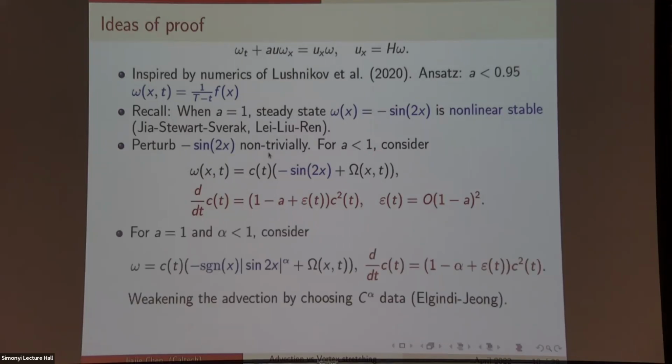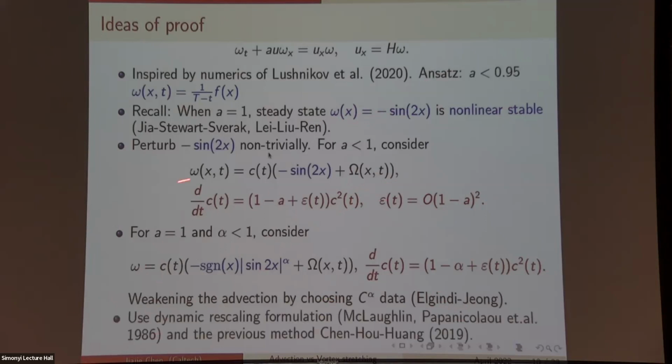And for A equal to 1 with C alpha data, to prove the first conjecture, the idea is similar, except that we perturb this profile to get a C alpha profile. The reason we need to choose a C alpha profile is that we need to weaken the advection by choosing C alpha data. This idea is originally in Elgindi and Jeong's work, where they need to choose alpha to be arbitrarily small. But here, we can push alpha to arbitrarily less than 1. And to prove that this perturbation, omega and epsilon, remains small, we need to use this linear stability result implicitly.